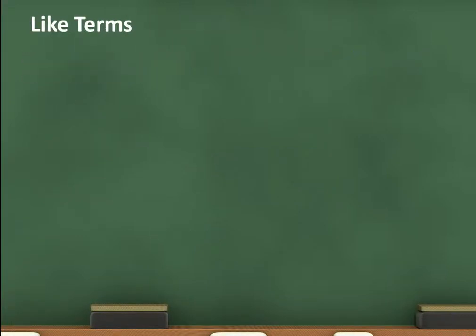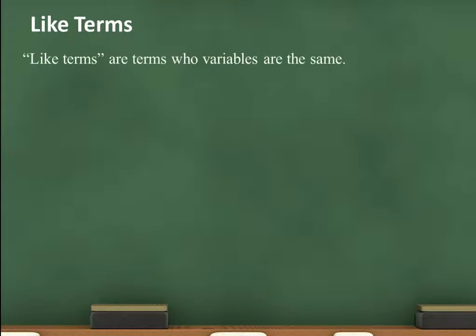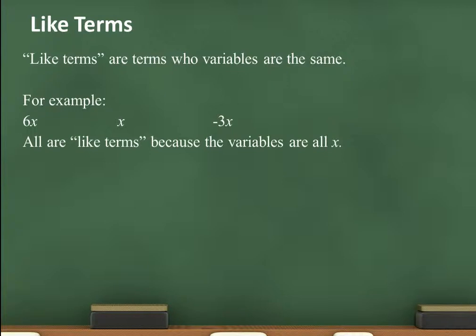Like terms are terms whose variables are the same. For example, 6x, x, negative 3x. All are like terms because the variables are all x. This is regardless of the difference in their coefficient.